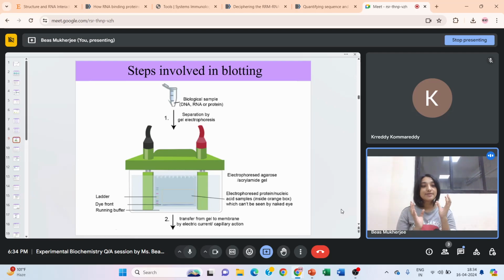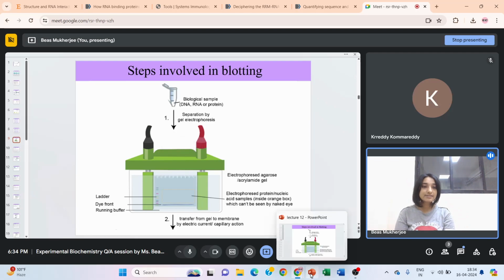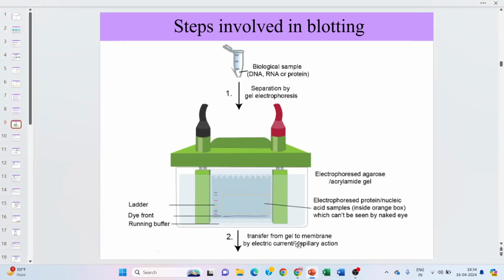Here you can see that this is basically a setup in which a protein of interest is going to be detected. Firstly, polyacrylamide gel electrophoresis is carried out, exactly how agarose gel electrophoresis is carried out. So we have the electrophoresed agarose or acrylamide gel, and then we have the dye front, and we run the sample through the gel. After that, what we see is transfer from gel to membrane by electric current or capillary action. If it is done using electric current, that is called electroblotting. Otherwise, it is called capillary blotting.